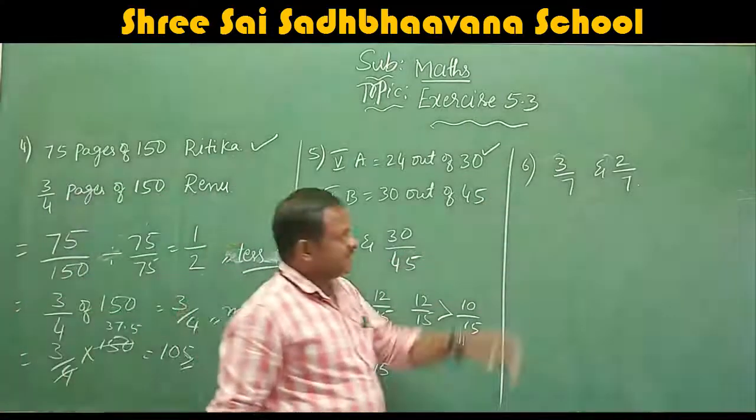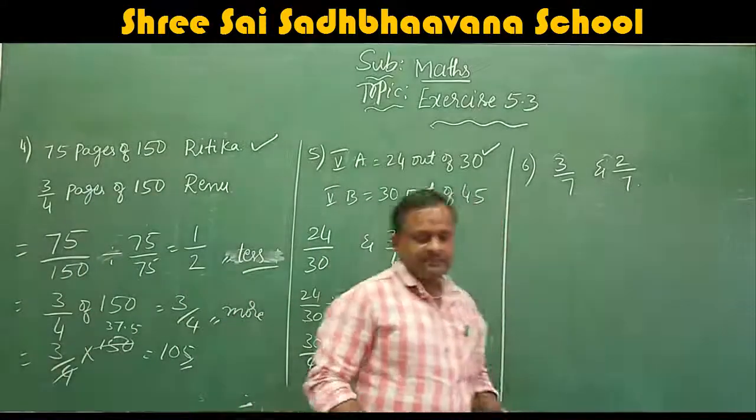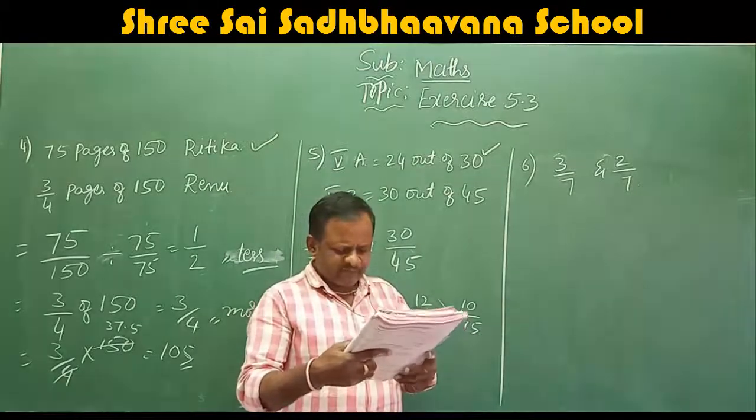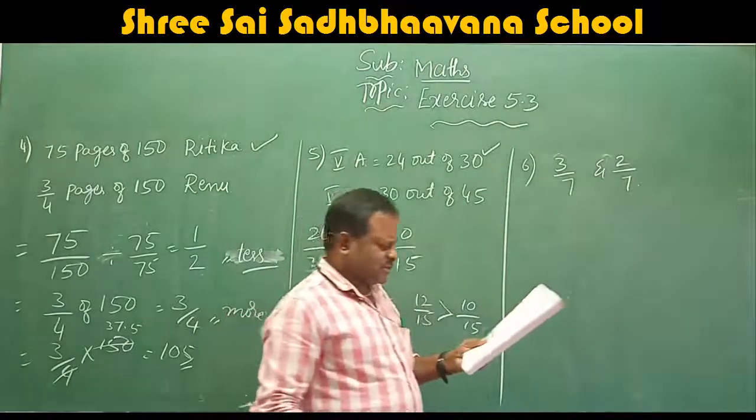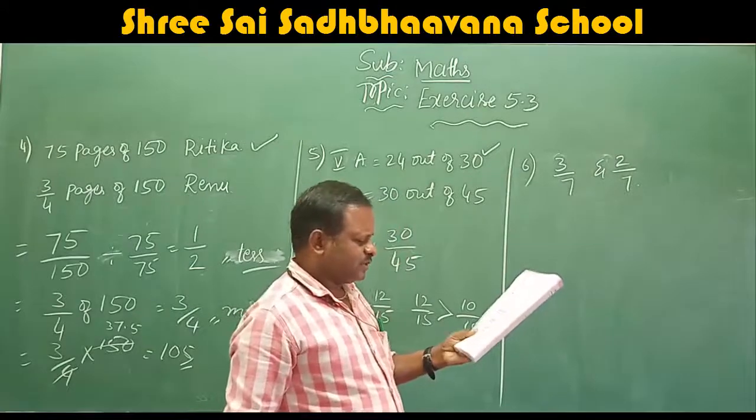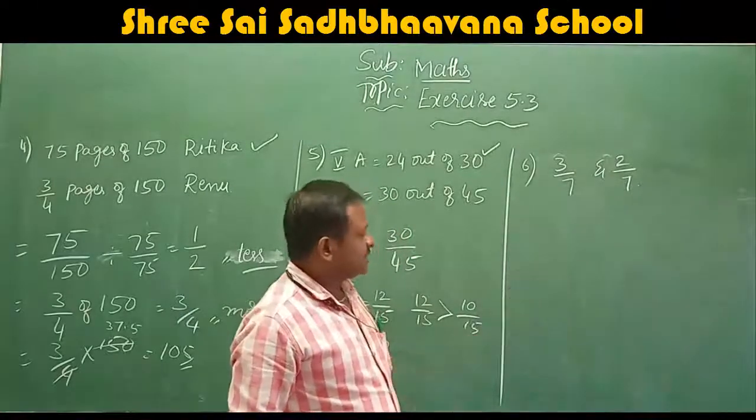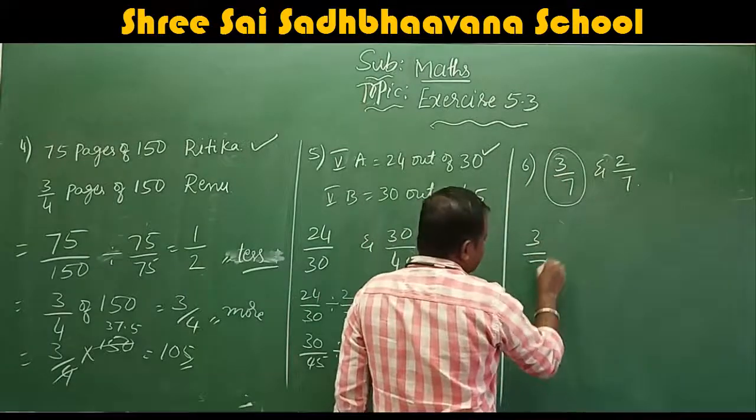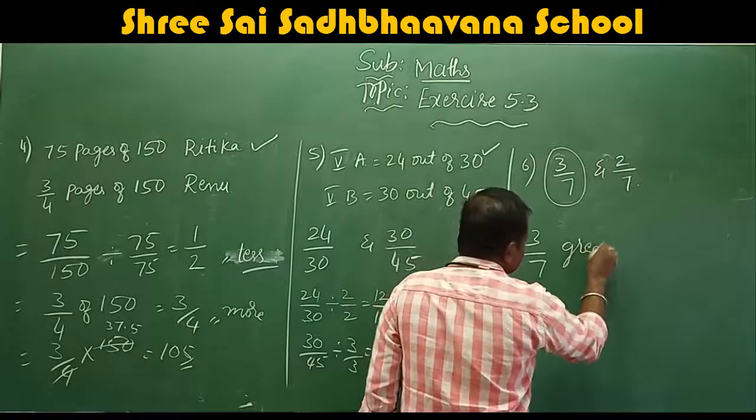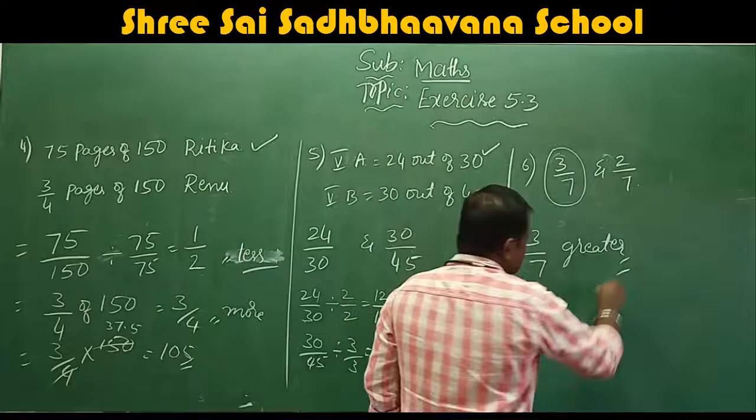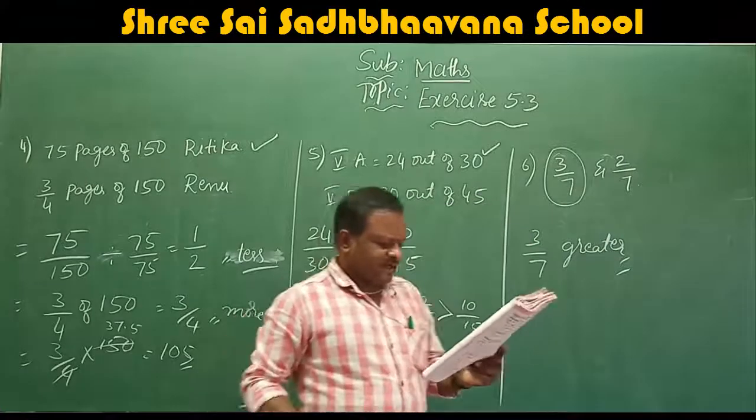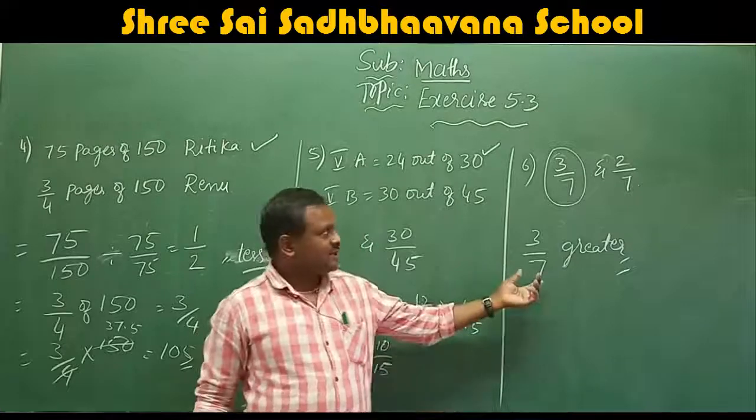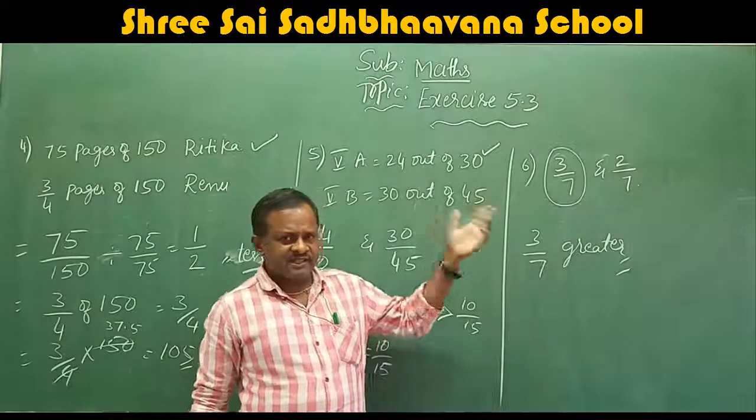Next, come to here. Here denominators are the same. What are they given? Mother gave 3 by 7 part of a watermelon to Tashu and 2 by 7 part to Rashi. Who got more share here? Obviously, this 3 by 7 is greater. 3 by 7 is greater. So who got more here? Tashu got more here.